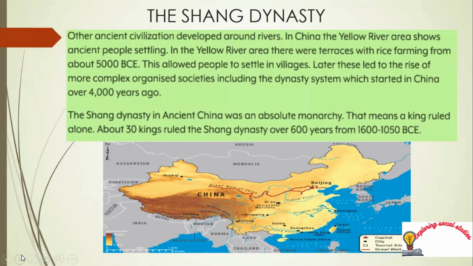4000 years ago. The Shang dynasty in ancient China was an absolute monarchy. That means a king ruled alone. About 30 kings ruled the Shang dynasty over 600 years, from 1600 to 1050 BCE.